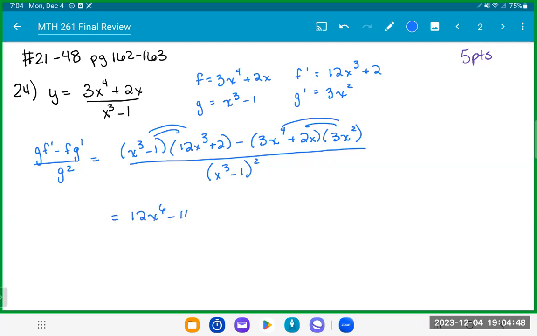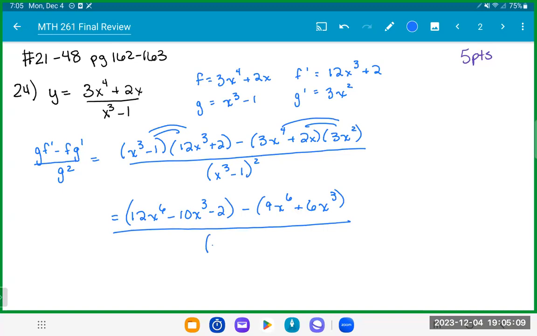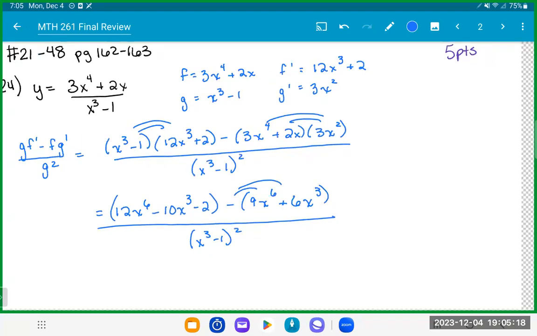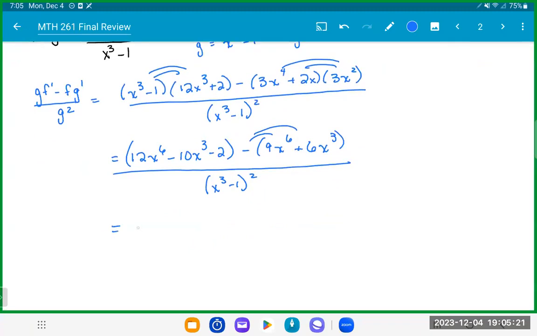12x to the 6 minus 10x cubed minus 2 minus 9x to the 6 plus 6x cubed, all of that divided by x cubed minus 1 squared. So the last thing we want to do is distribute that negative to both of those terms and simplify. And so we end up with 3x to the 6 minus 16x cubed minus 2 divided by x cubed minus 1 squared.